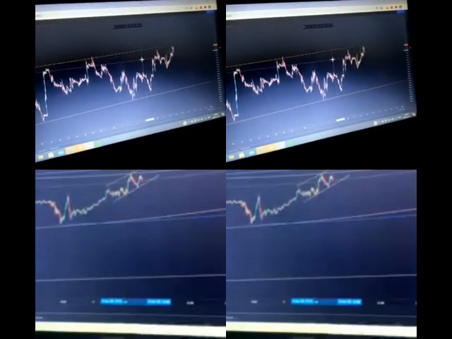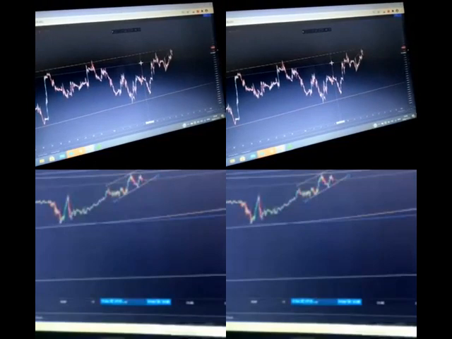Okay, and then if you think about it, if you put the horizontal ray just around here, let me show you right now. If you put the horizontal ray just around here, that can also be a double top formation. So look at it, boom, boom, boom, break, retest, and then the drop.